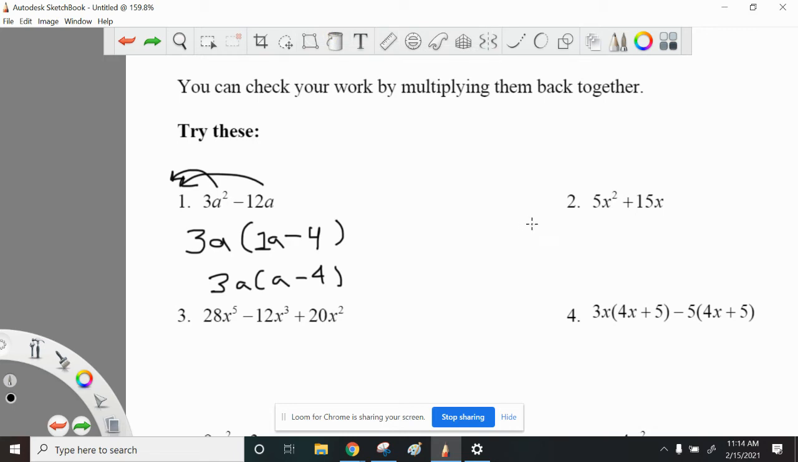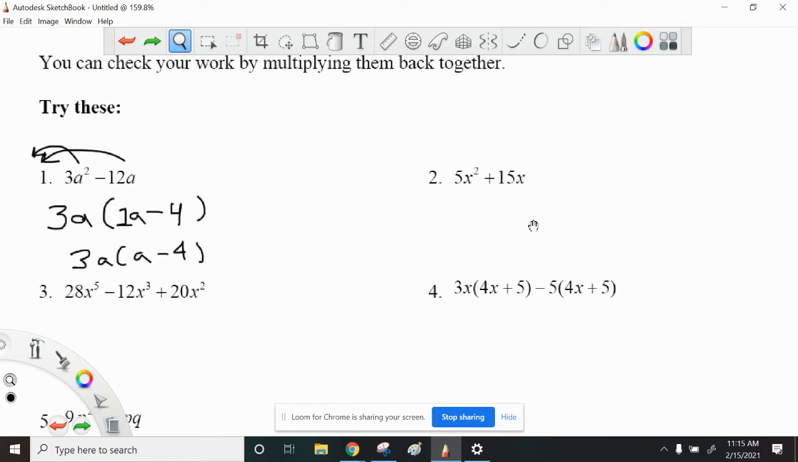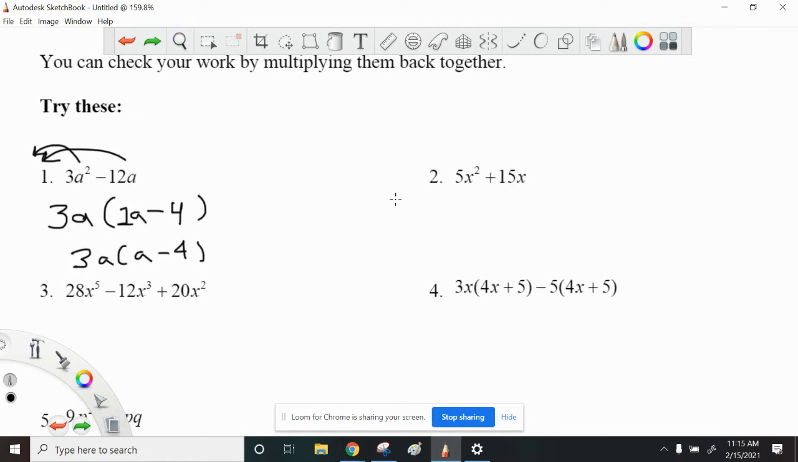Number 2, do me a favor, do number 2 on your own. Very, very, very similar to number 1. So I'm sure you guys are going to be handling that no problem.